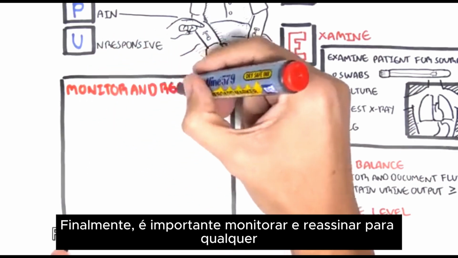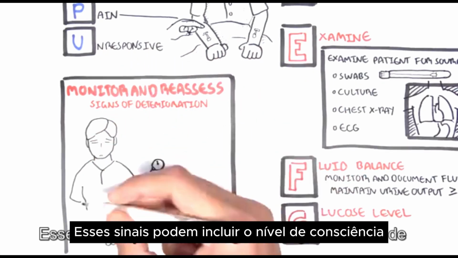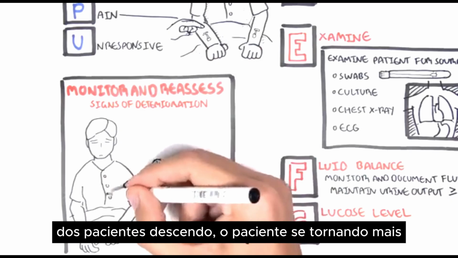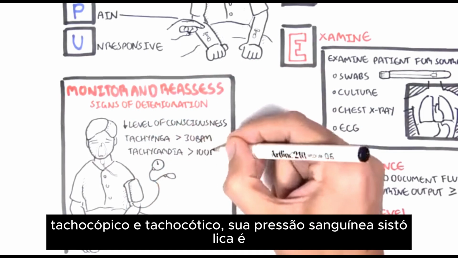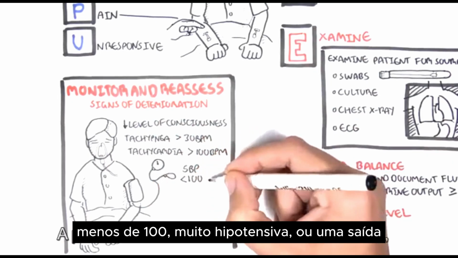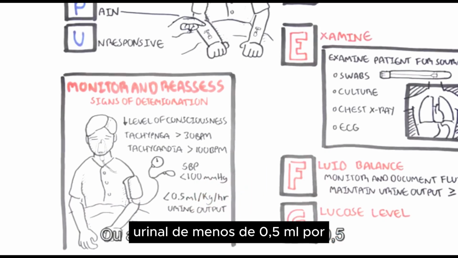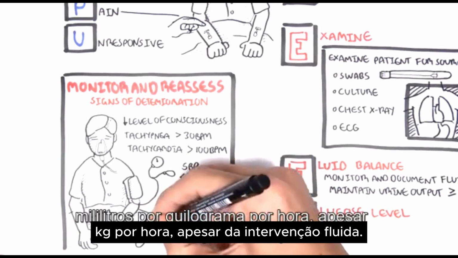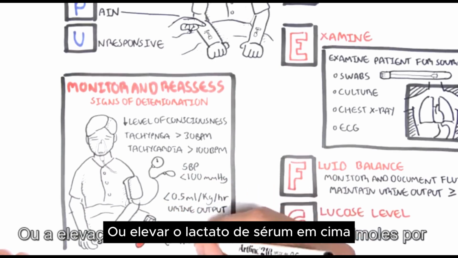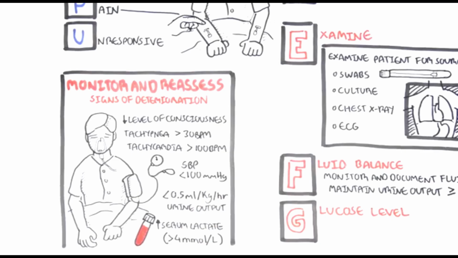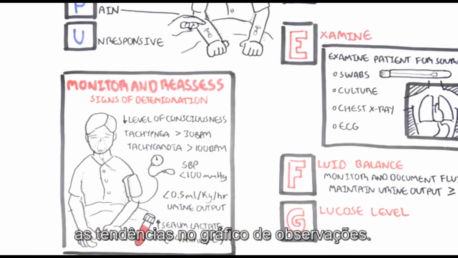Finally, it is important to monitor and reassess for any signs of deterioration. These signs can include the patient's level of consciousness going down. The patient is becoming more tachypneic and tachycardic. Their systolic blood pressure is less than 100, very hypotensive. Or a urine output less than 0.5 milliliters per kilogram per hour, despite fluid intervention. Or elevating serum lactate above 4 millimoles per liter. It is important to keep a chart and look at the trends in the observations chart.